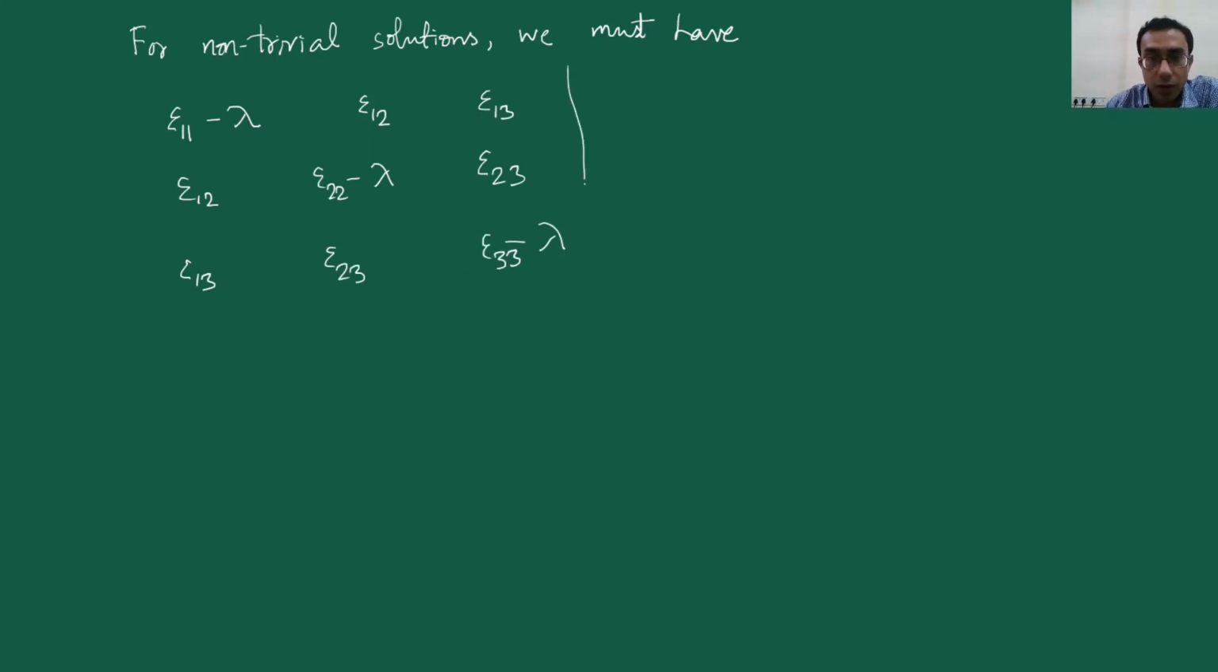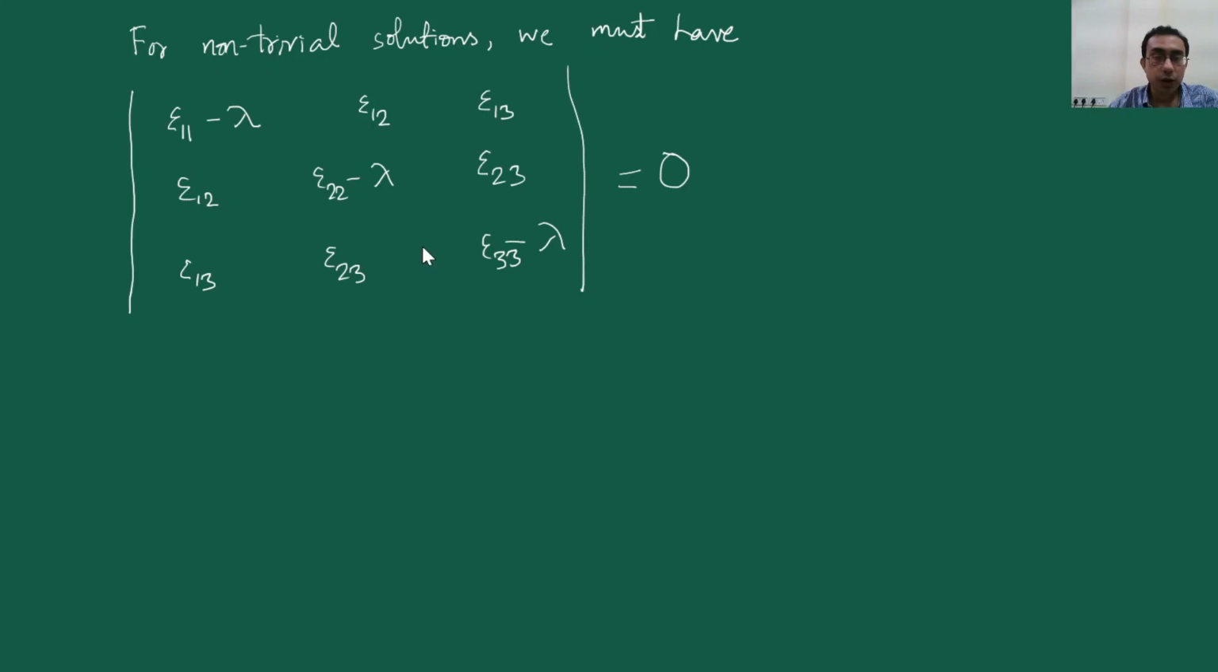The determinant of that, please note that I am no longer writing this like a matrix, rather I am taking the determinant of this, that should be equal to 0. So the equation that you will obtain by taking this determinant will give you the extreme values, or the principal values of the strains.